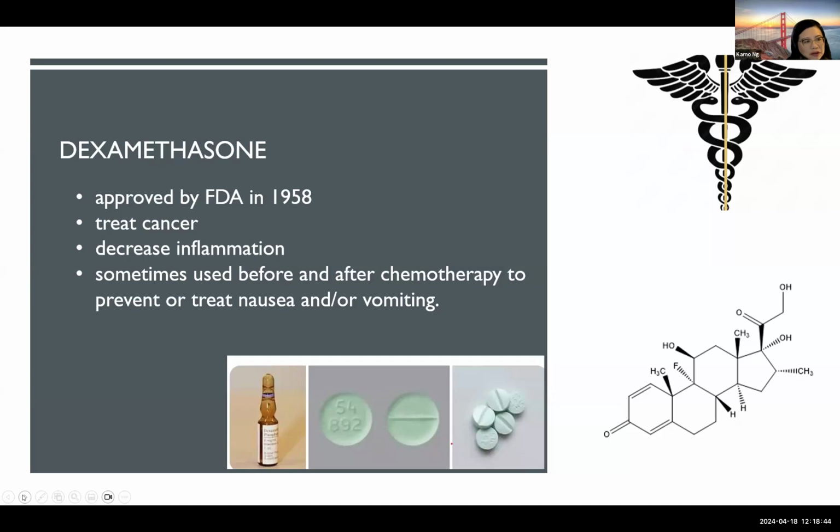So let's first talk about these two drugs. Dexamethasone was approved by the Federal Drug Administration in the USA in 1958. It is used for different treatments. It can be used for treating cancer to decrease the inflammation, and sometimes it is used before or after chemotherapy to prevent or treat nausea or vomiting. This is the structure of dexamethasone, and as you can see here, it's administered in different formats, either tablet or injection.